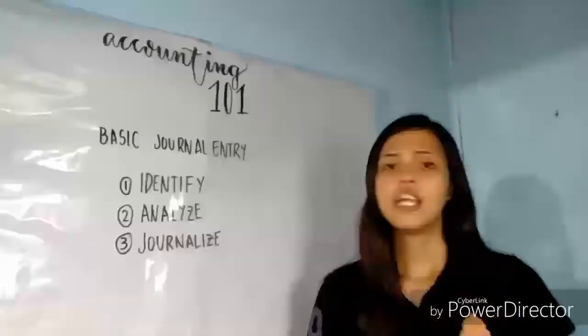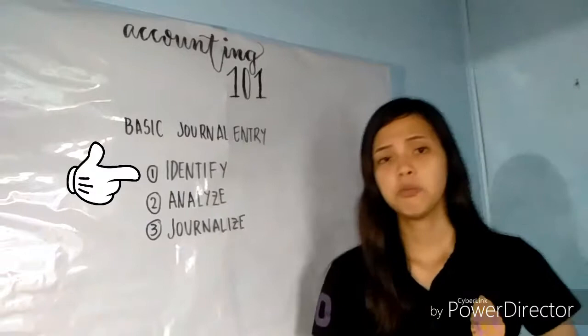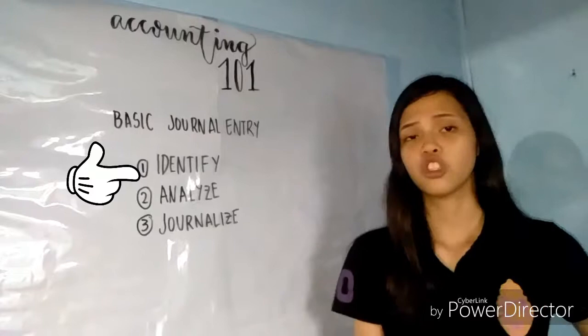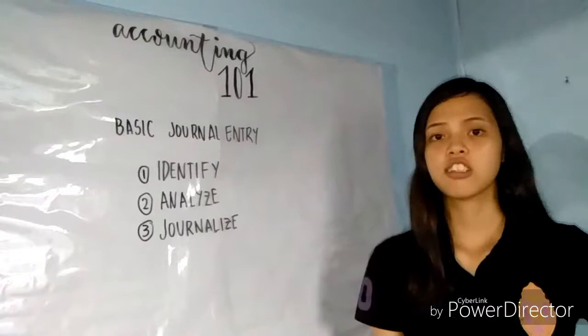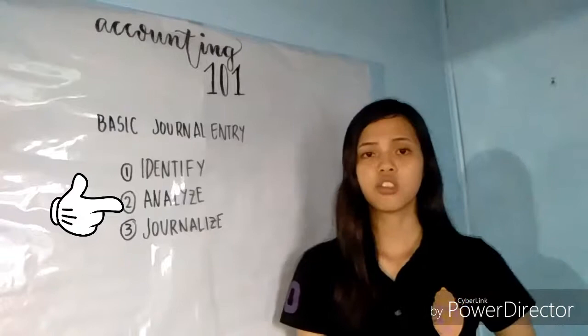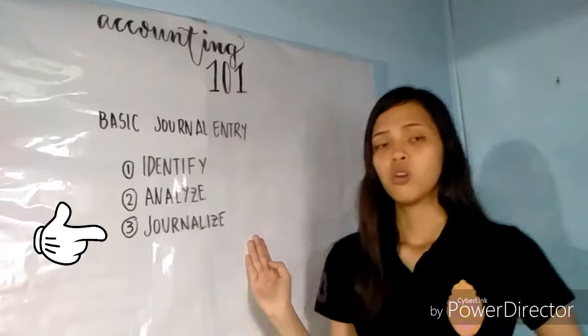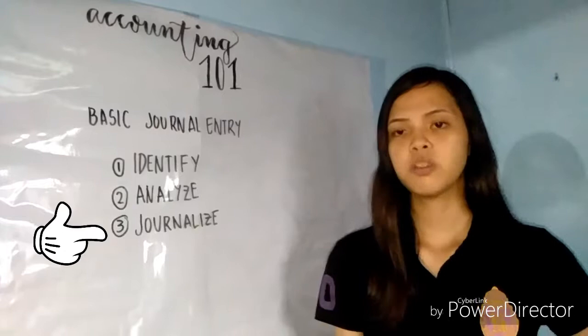So let's have a recap of what we have learned a while ago. So we have here the three basic steps in doing a journal entry. So first, we have to identify the business transaction. So if you don't know how to identify the transactions, obviously you can't record one. So after you have identified the business transaction, you are now going to analyze the transaction. So in analyzing transactions, you have to know the impact of the accounts in the transaction so that you can know how they change the accounting equation. Lastly, we have journalizing the transactions in the general journal. So we have the contents of general journal, including the date, description, and their explanation. Of course, the debit and credit column.